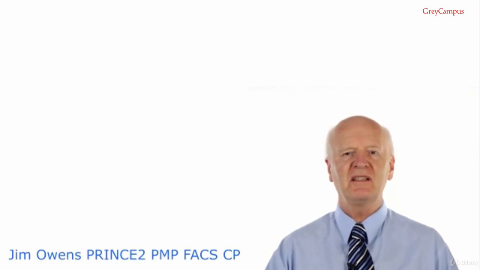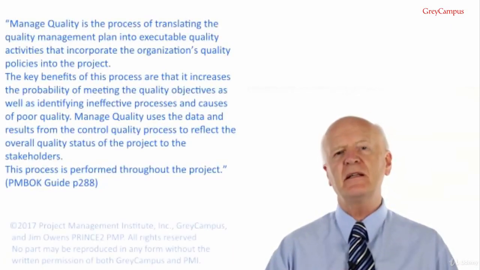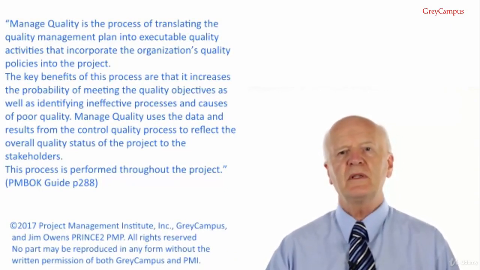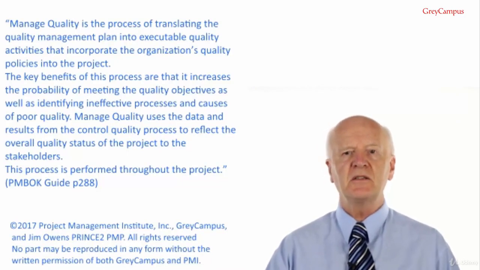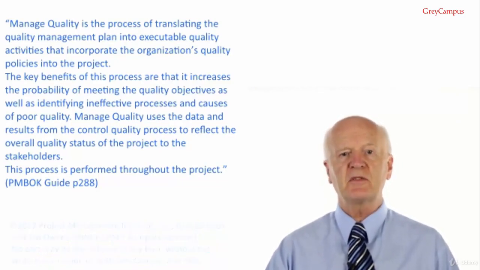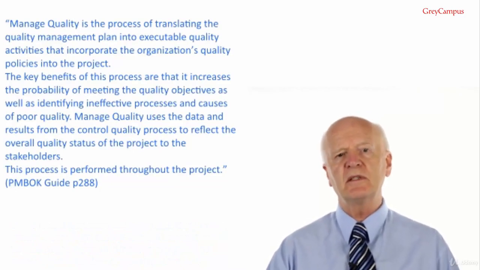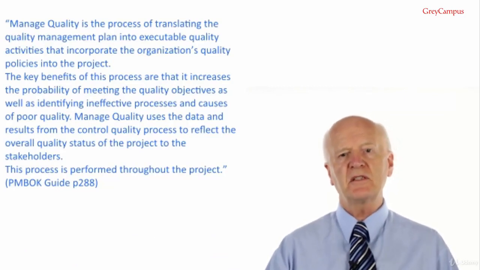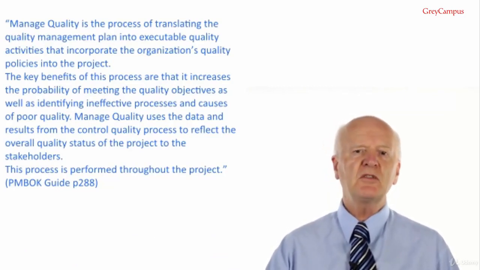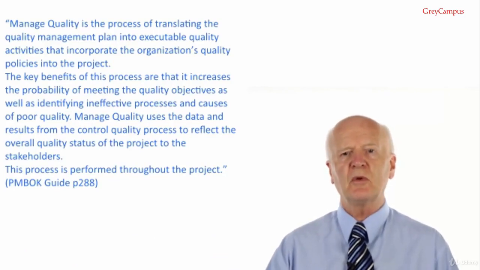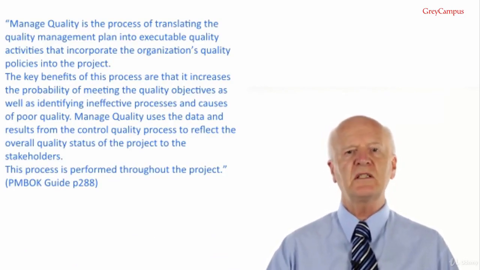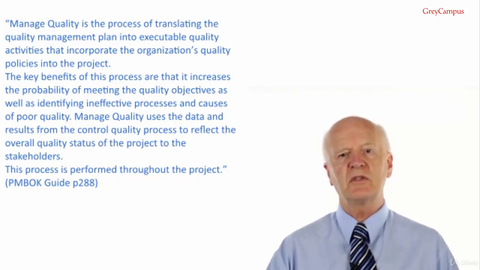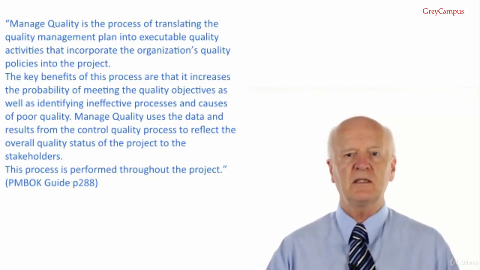8.2 Manage Quality. Manage Quality is a process of translating the quality management plan into executable quality activities that incorporate the organization's quality policies into the project. The key benefits of this process are that it increases the probability of meeting the quality objectives as well as identifying ineffective processes as causes of poor quality. Manage Quality uses the data and results from the Control Quality process to reflect the overall quality status of the project to the stakeholders. This process is performed throughout the project, and it's from PMBOK Guide page 288.